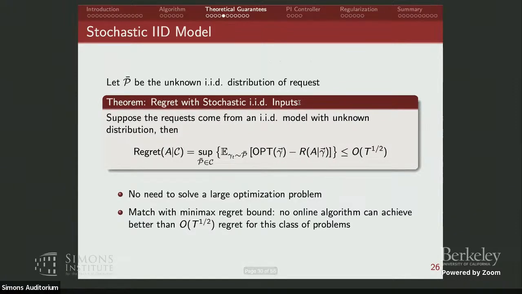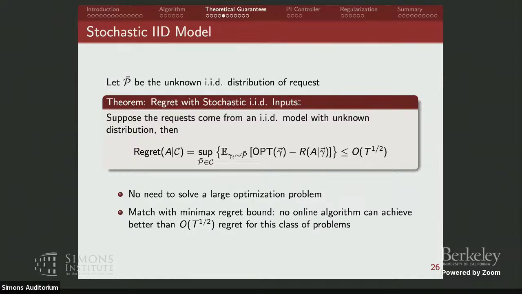So here is the result for the stochastic IID case, which can be reduced to an instance like Nikhil talked about just now. We can show that the regret bound of the algorithm is of order square root of T. But the major difference here is that we do not need to know OPT beforehand. In other words, we do not need to solve any large optimization problem even once. This bound also matches the minimax regret bound for this type of problem. So any question about this so far?